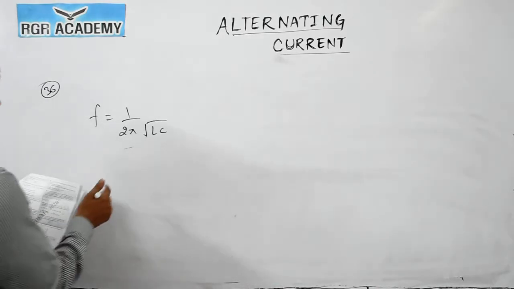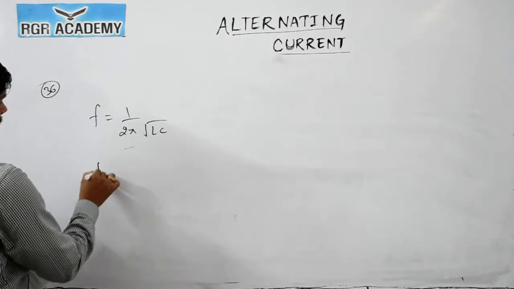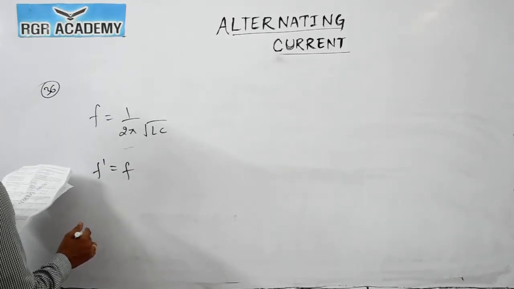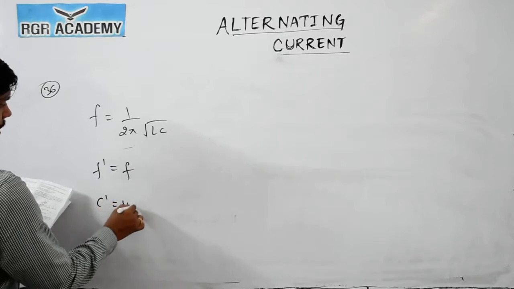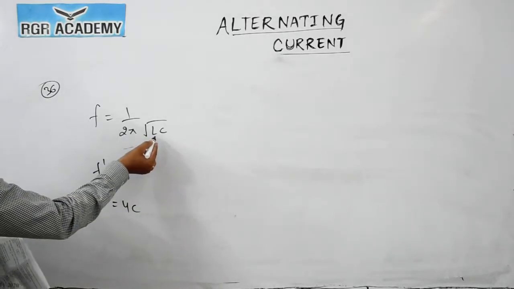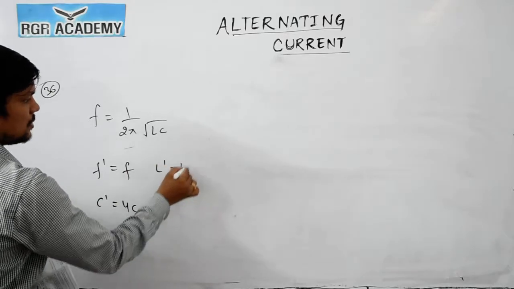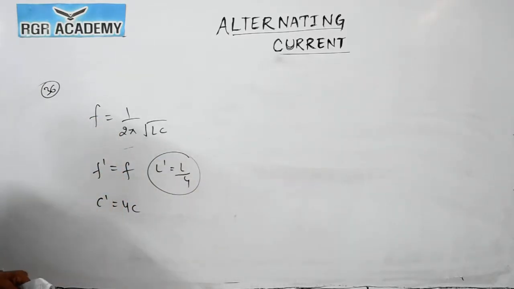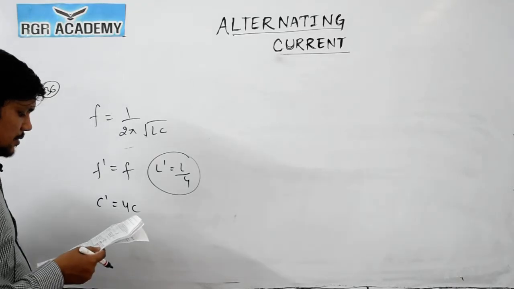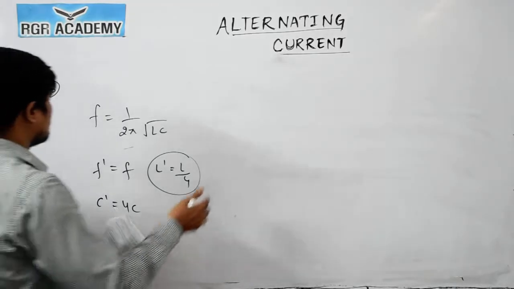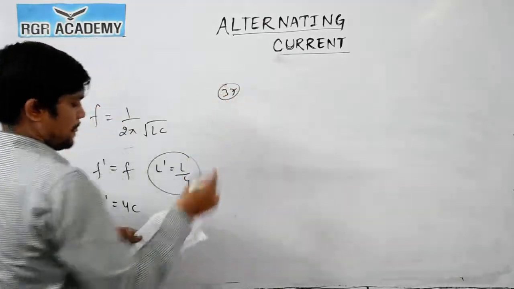Now if the resonant frequency is the same, f dash equals f, and they have given C dash equals 4 times C. Then if C becomes 4 times C, L dash should be equal to L by 4, such that the resonating frequency will remain the same. So we can say that option number 1 will match.